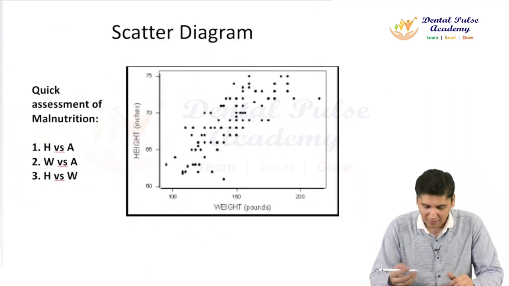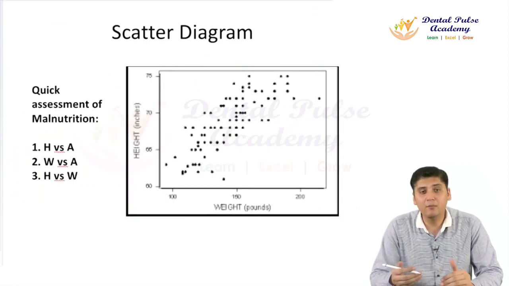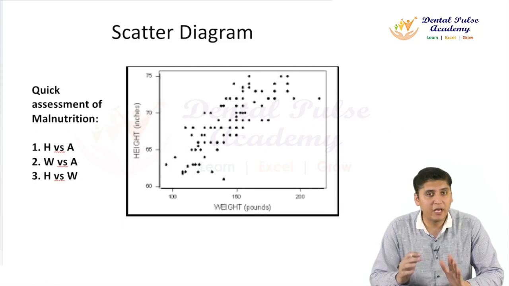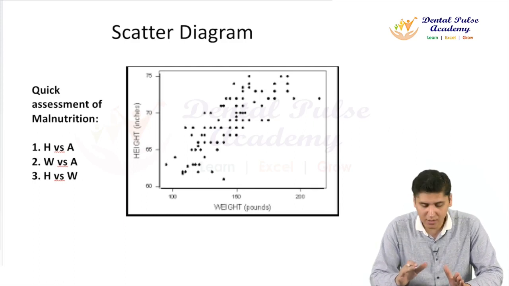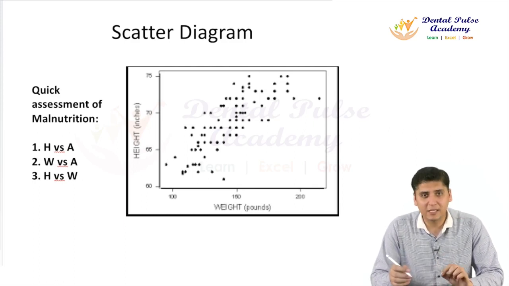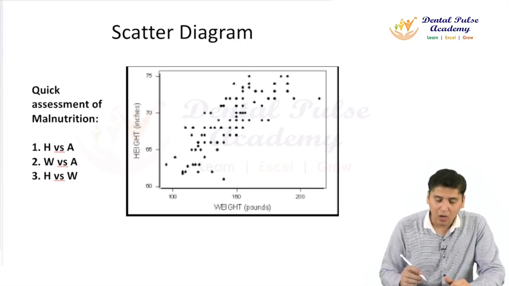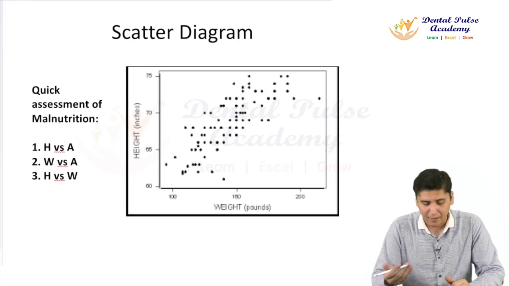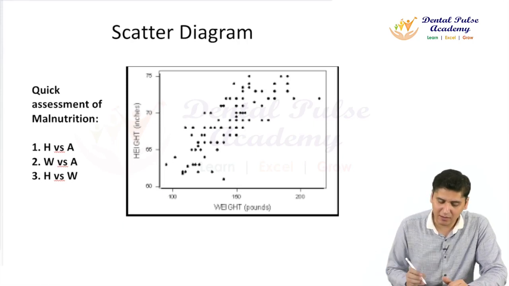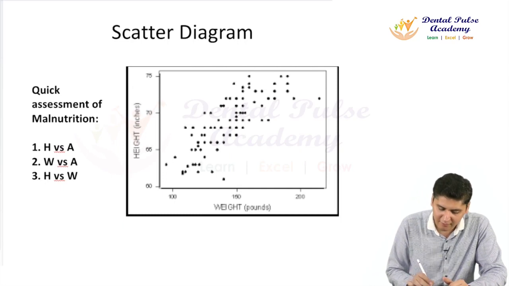Next is the scatter diagram, and this diagram is very important from an MCQ point of view. Every student must know in detail about this diagram. In order to understand the scatter diagram, we should know how it is plotted. Let's take an example. How do we assess malnutrition among children? A quick assessment of malnutrition among children is done by 3 methods: measuring height versus age, measuring weight versus age, and measuring height versus weight.